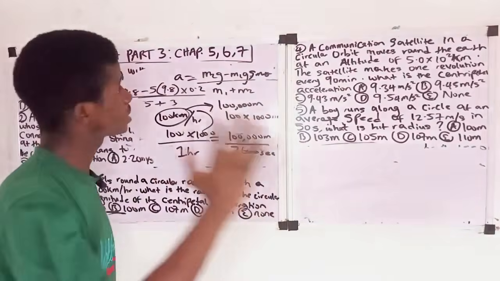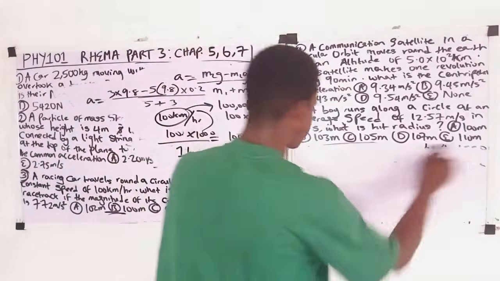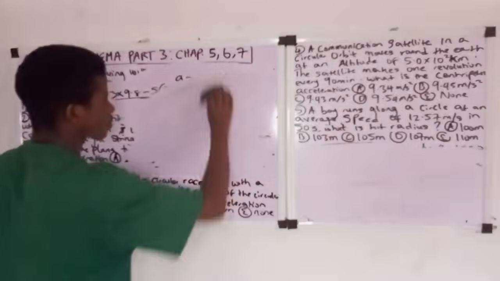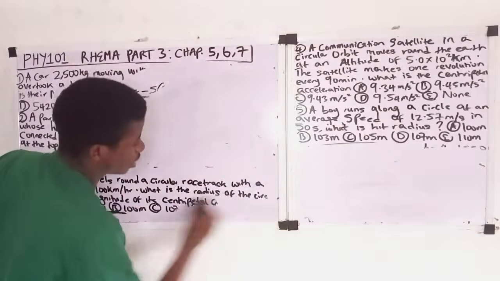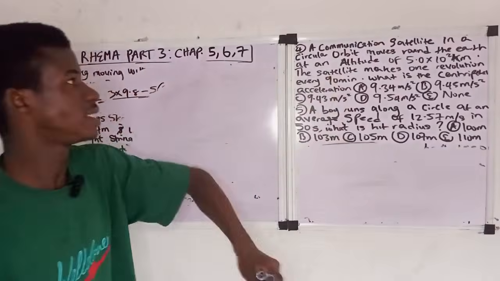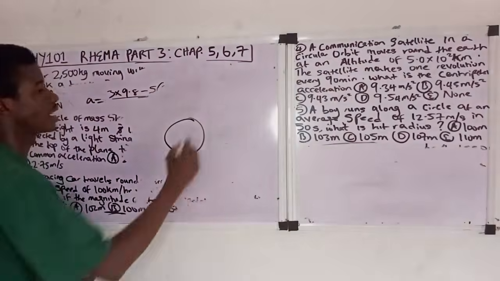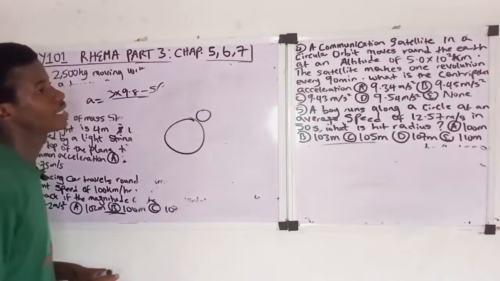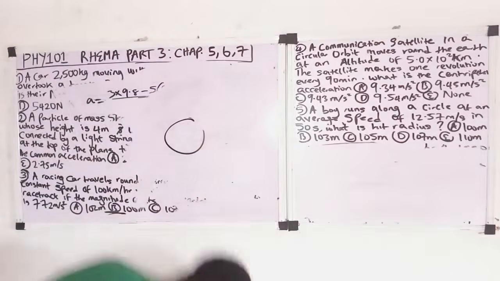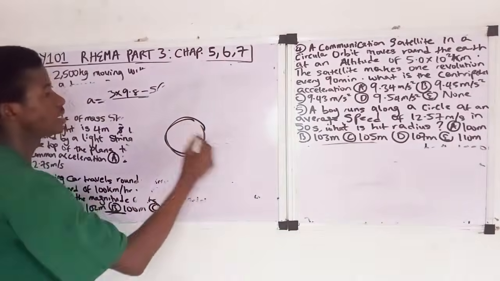Now look at this fourth question. It says a communication satellite in a circular orbit moves around the Earth. Let's say this is the Earth, and this is the satellite. It moves around, and it's very far. So this is the Earth, and this is the satellite.